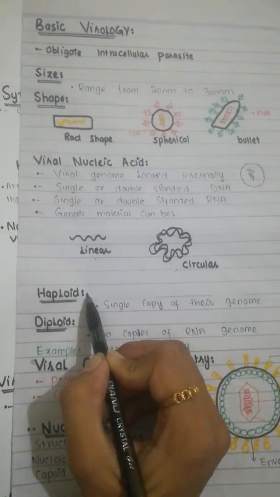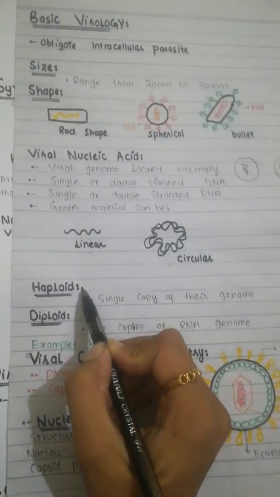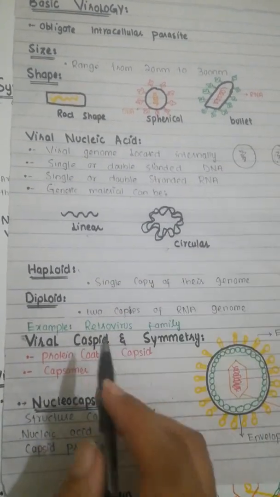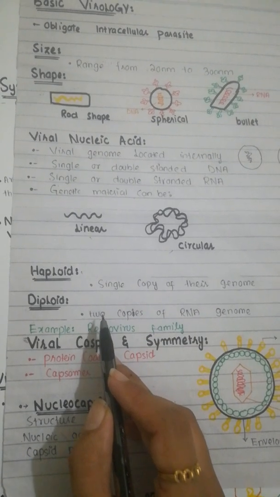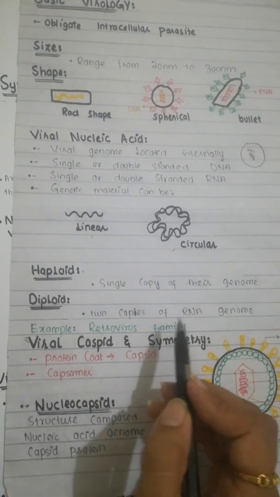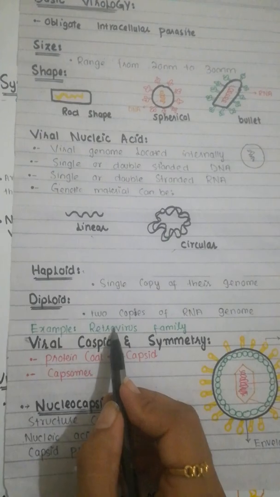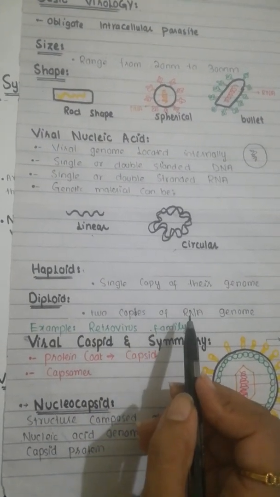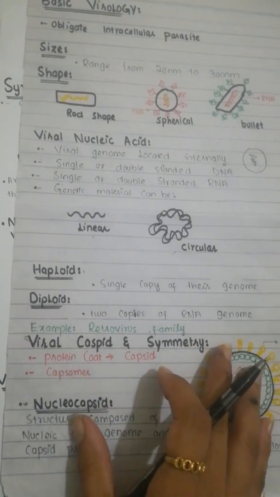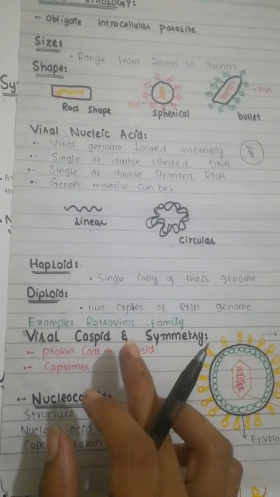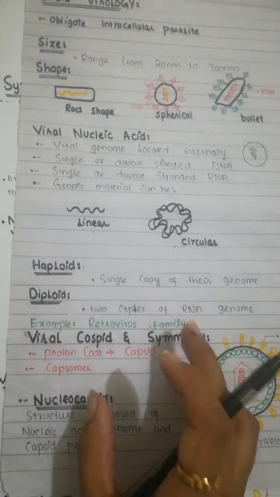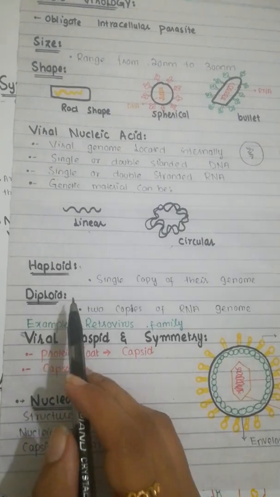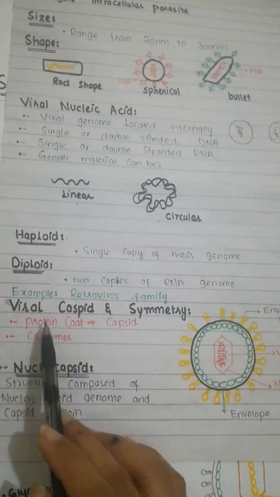Haploid means those viruses which contain a single copy of their genome, while diploid means those viruses which contain two copies of their RNA genome. The example is the retrofamily virus. In retrofamily viruses, the RNA contains two copies of their genetic material. So we can say that these viruses are diploid, and those viruses which have a single copy of the genetic material are haploid. Now we discuss viral capsid.